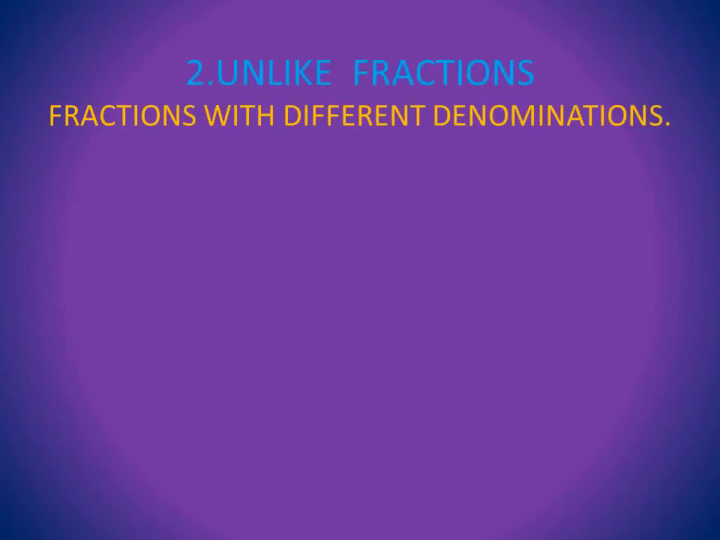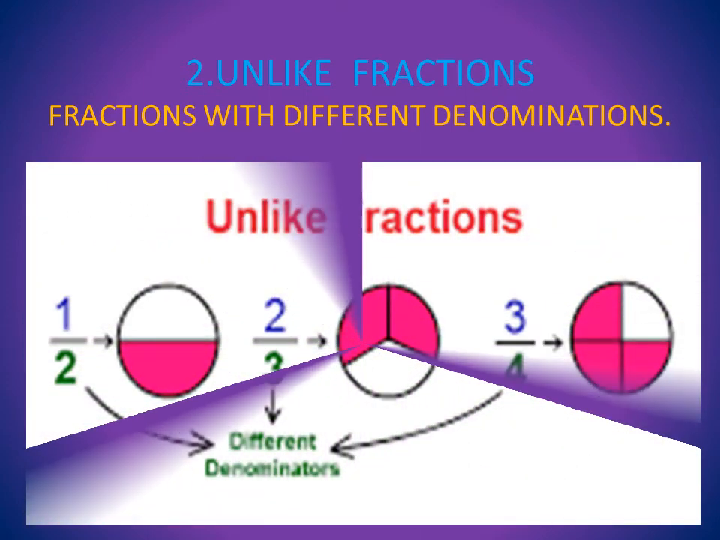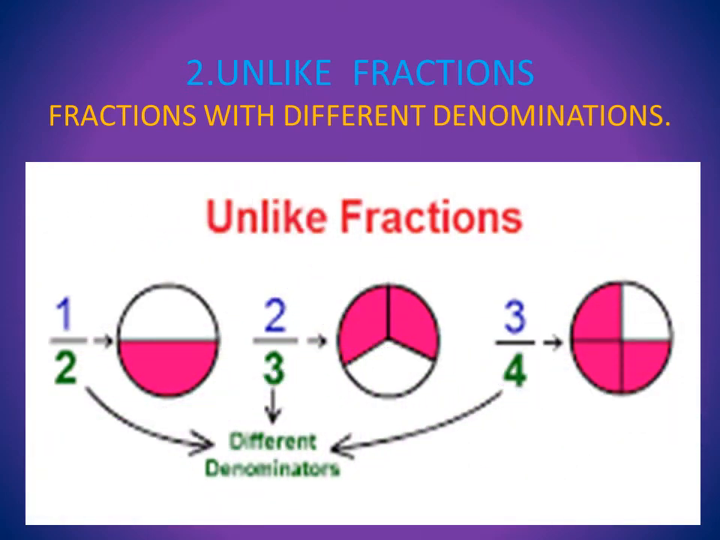Now we will go to the next one, second, unlike fractions. So fractions with different denominators. Just see one example. Here 3 fractions are given, 1 upon 2, 2 upon 3, 3 upon 4. Now here all the denominators are different. In the first one it is 2, then 3, then 4. Denominators are not the same. We only have to see the denominators. So these are unlike fractions.